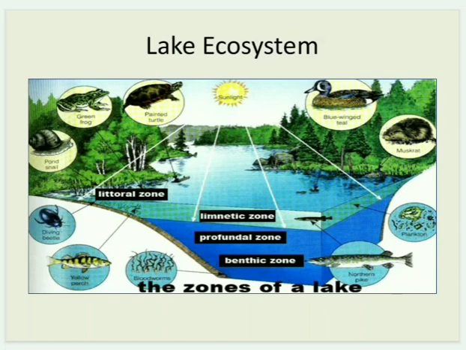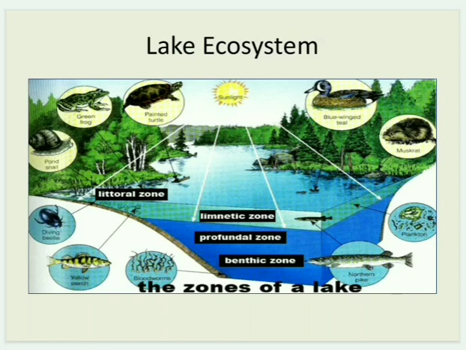Just know the names, that's enough. Then characteristics of lake ecosystem: it is a shallow freshwater body, a self-sufficient ecosystem. It helps in irrigation and village community life. It is a permanent water body with large water resources.